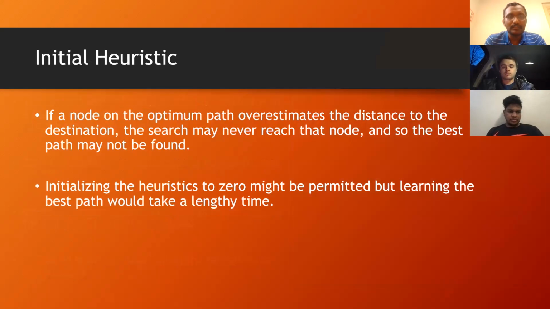Based on these factors, this algorithm runs. The initial heuristic is that, as I told, based on the change in value of the heuristic, this algorithm works to sense the targets. If the target path overestimates the distance, the search may never reach that node. Then the algorithm terminates and says that the path may not be found. Initializing the heuristic to 0 might be permitted, but the learning path would take a lengthy time.